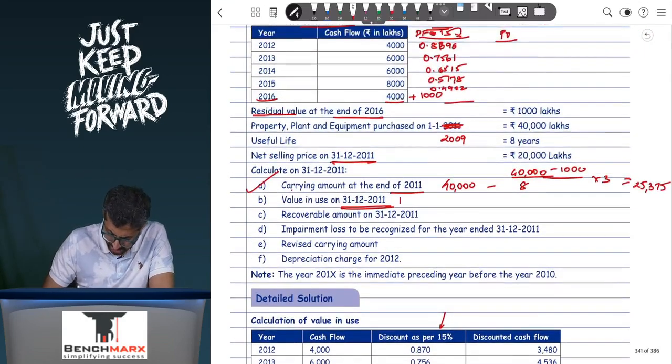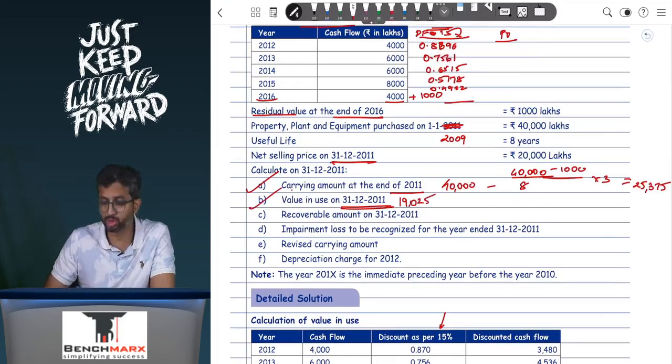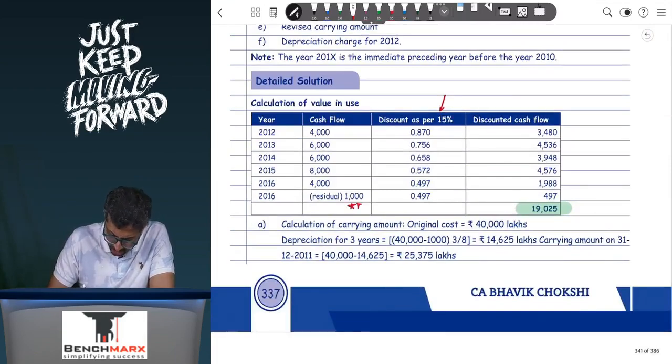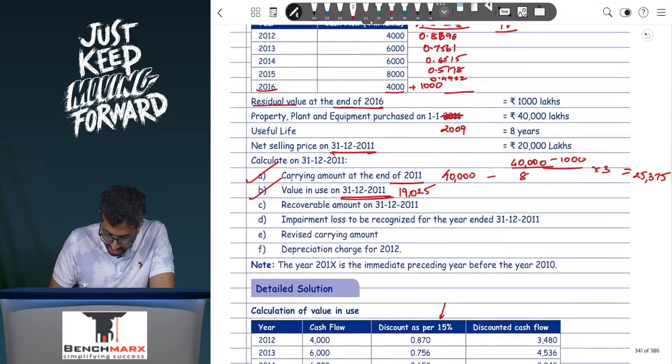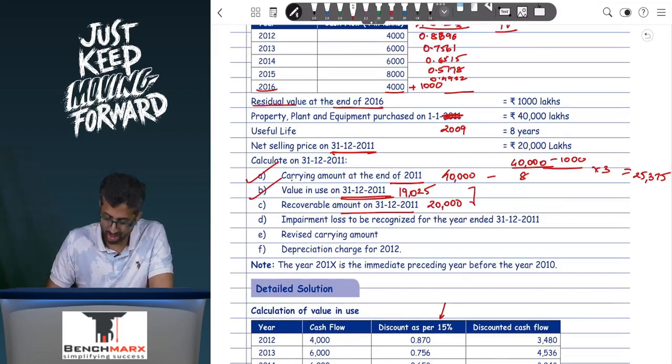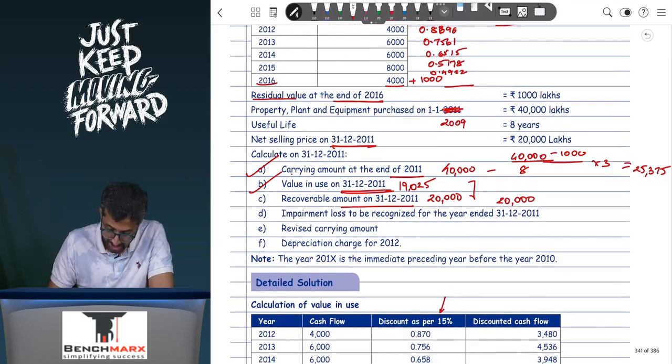But nevertheless, if I keep the same working, this is 19,025 approximately. This is value in use, present value, future cash flows. The important thing over here is you should also take the residual value. Next is the recoverable amount on 31st December. Now recoverable amount is comparing the net selling price, that is 20,000, and the value in use, selecting whichever is higher, that is 20,000. So your recoverable value is 20,000.